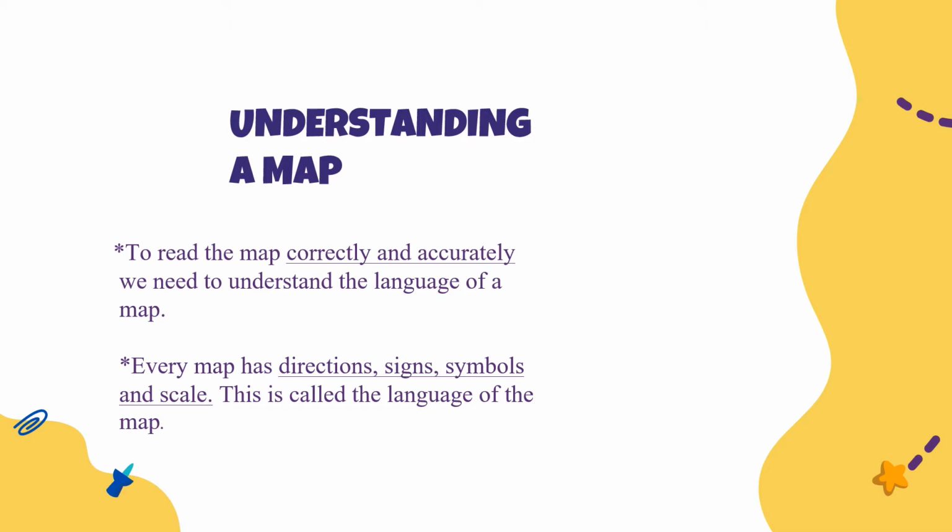So in this video, we will learn more about maps and how to read a map. You will learn about the language of a map. Every map has a special language, and they are directions, signs, symbols and scale. When you are reading a map, if you want to read more accurately and correctly, first you need to understand the language of the map. So for that we have directions, signs, symbols and scale. One by one we will learn what they are.